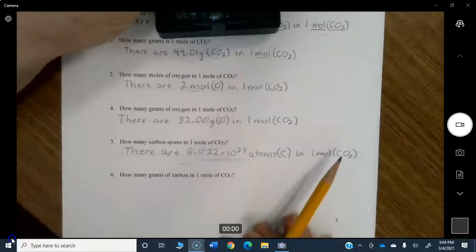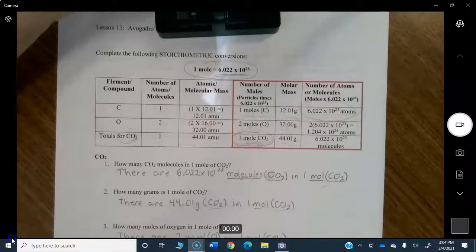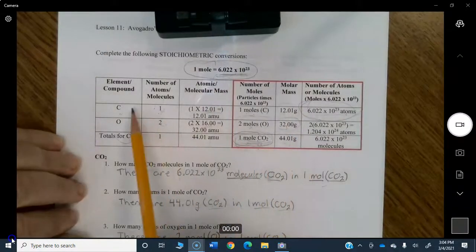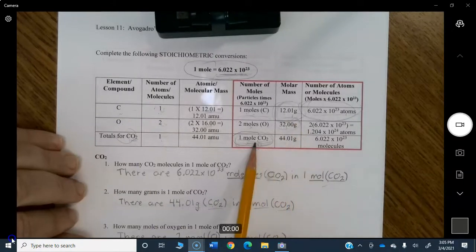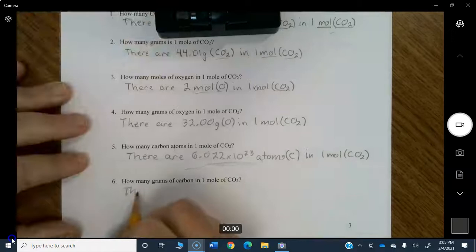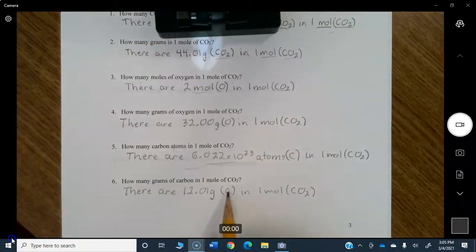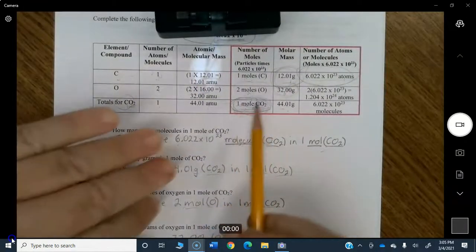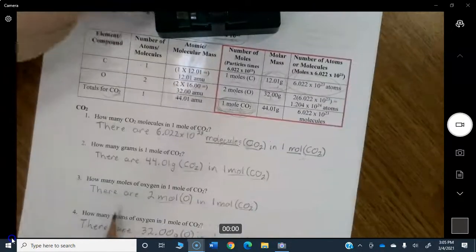Okay, and then the last question for this set, how many grams of carbon in 1 mole of CO2? So we come back up here, 1 mole, here's carbon, here's grams, so you need 12.01 grams of carbon for 1 mole of CO2. Okay, there are 12.01 grams of carbon in 1 mole of CO2. And that's how you do this. Okay, it's pretty straightforward. Now we'll do a few where it's not always asking for 1 mole. It might be asking for some different number of moles, and all you do is scale it to whatever that number is. So let's just go ahead and do that.